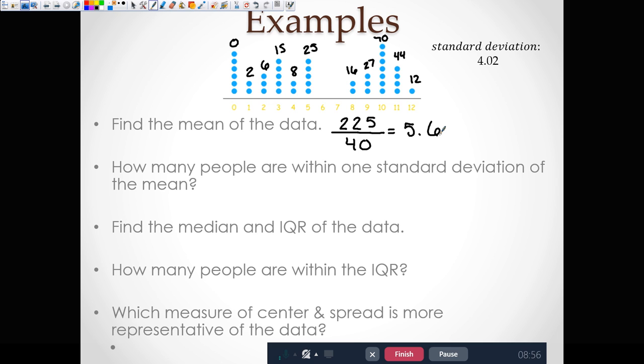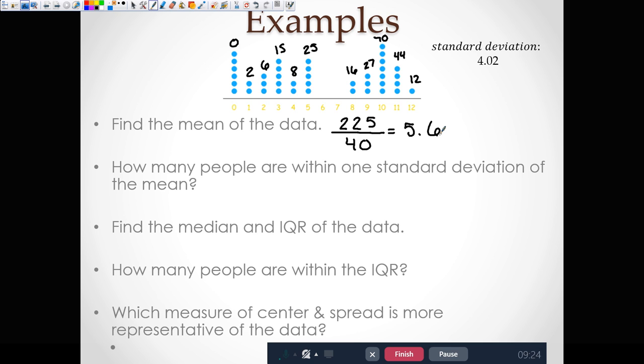All right, so this is how many people are within one standard deviation of the mean. What does that mean? Let's say our mean was in the middle. It's not the middle term, but we're looking for one standard deviation above, so we would add the standard deviation. And then we could also do one below, because it still would be within 1. So I would also subtract the standard deviation from the mean.